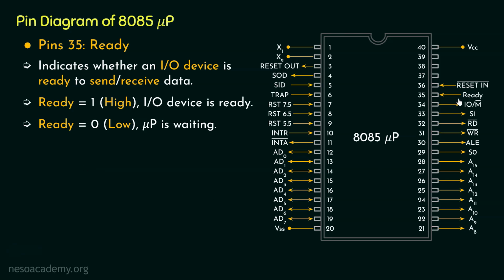So basically, the ready signal ensures efficient communication between the microprocessor and the slow peripherals, preventing data loss or synchronization issues. It is just like a polite conversation where the microprocessor waits until the peripheral says, "I am ready," before exchanging data. So that's all about the pin number 35, that is the ready input pin.